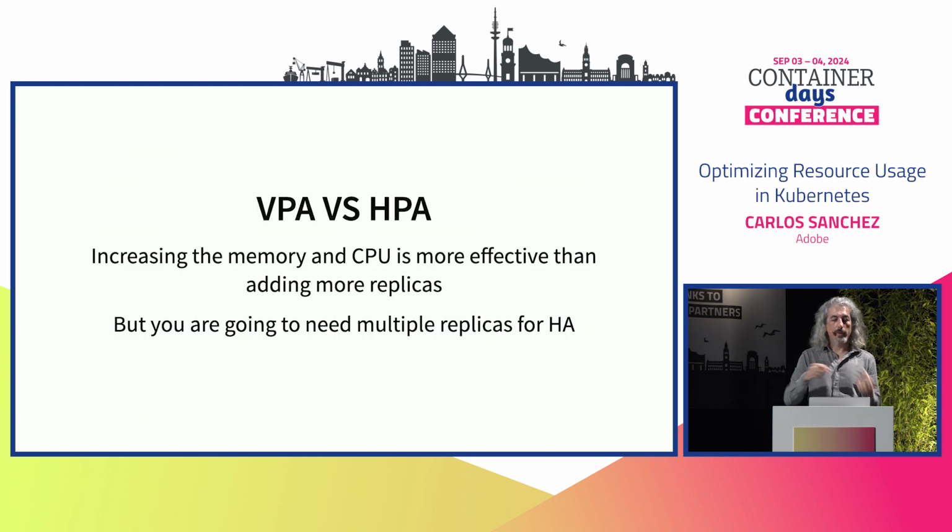When to use VPA or HPA depends on your use case. In Java, for instance, increasing the memory and CPU is more effective than adding more replicas, because you get more bang for the buck, and the Java footprint is a bit big, and if you have a big application, it's even bigger. But you're going to need multiple replicas anyway if you want to have high availability, so this is the balance that you have to play with.